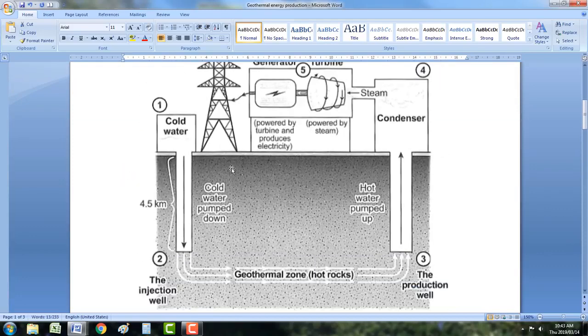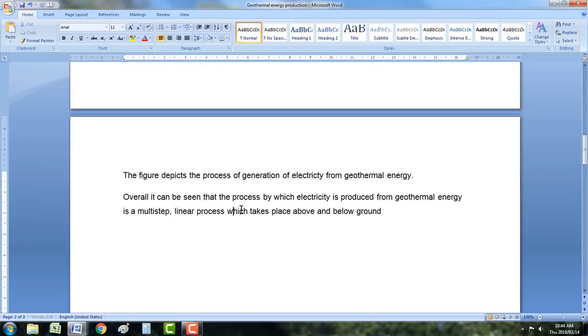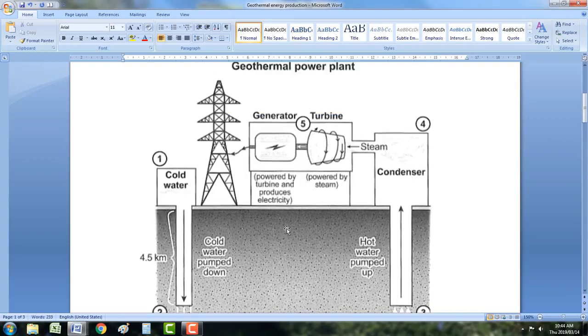For this, get creative. I would say which takes place above and below ground. That would be okay. It's not as good as the other one, but if you can't do the other one, see if you can add some other kind of information. Anyway, we've got our 5 stages. Right, so then we're ready to start writing our actual essay.